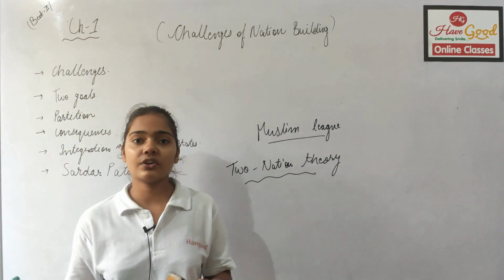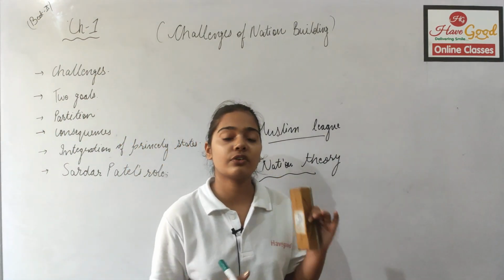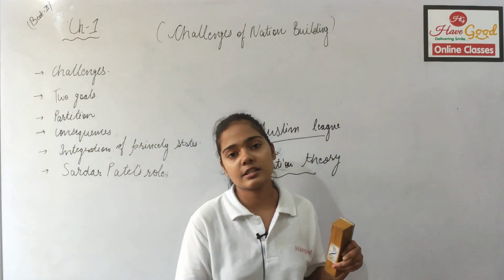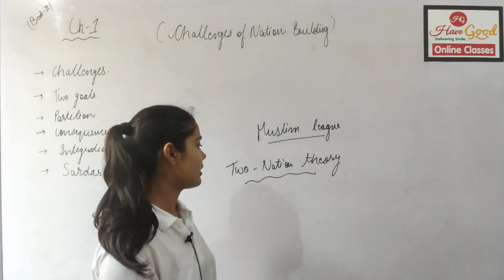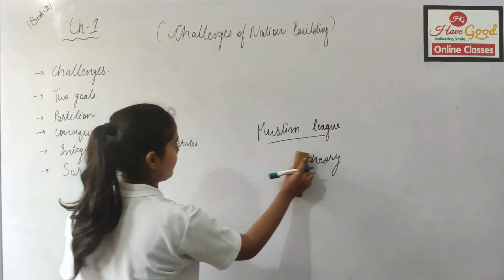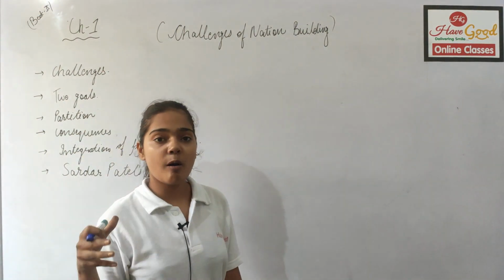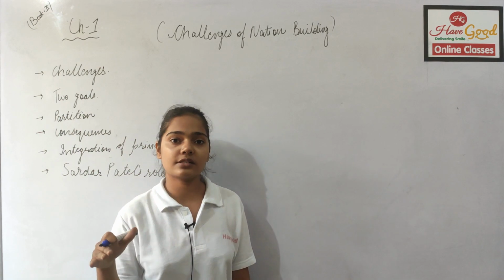Although it was not favored by Khan Abdul Ghaffar Khan, and neither was it favored by Congress, but still it happened and our country was disintegrated into two parts. And now we'll study about the process of partition. What were the problems faced by both the governments during partition?